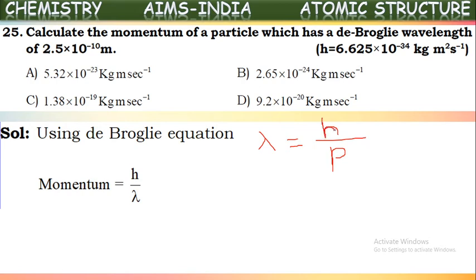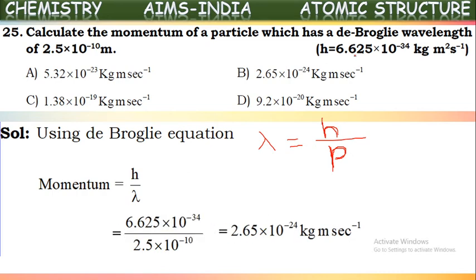Now in this we have to calculate momentum. They have given the wavelength, so keep momentum as the subject. We get momentum is equal to h by lambda. The h value we know as a constant, 6.625 into 10 to the power of minus 34, and the lambda value they have already given. Substitute those two values, and we get the momentum. Where is it given? The second option. So we get momentum as 2.65 into 10 to the power of minus 24 kg meter per second.